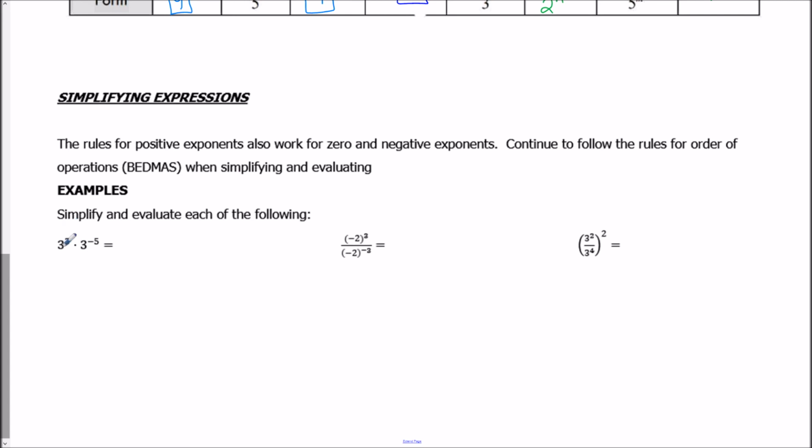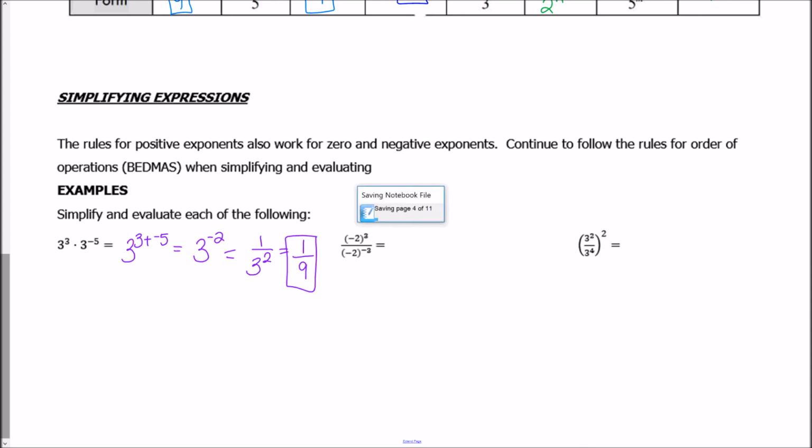So the first thing I'm going to do is, because it's multiplication, I'm going to add my exponents. So 3 to the power of 3 times 3 to the power of -5 becomes 3 to the power of 3 plus -5. So I get 3 to the power of -2. Now, because I have a negative exponent, I'm going to do the reciprocal, so it's 1 over 3 to the power of +2, and 3 to the power of +2 is just 9. So my answer here is 1 over 9.